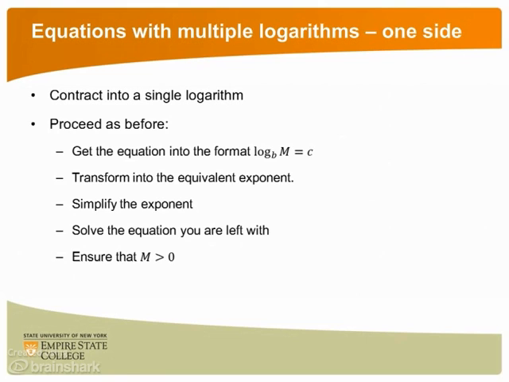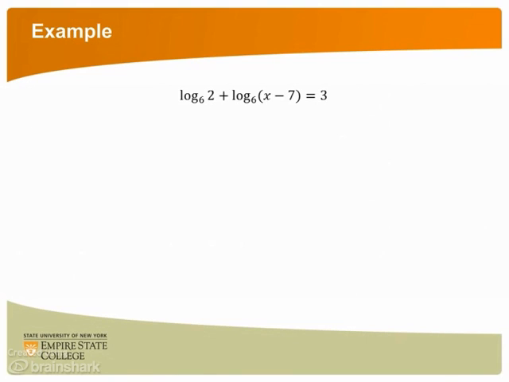Let's look at an example. Suppose we want to solve the equation log base 6 of 2 plus log base 6 of the quantity x minus 7 equals 3. While there are multiple logarithms, they are all on the left side of the equal sign. We will contract the logs. Recall that a sum of logarithms is the same as the logarithm of the product. So we are left with log base 6 of 2 times the quantity x minus 7 equals 3.